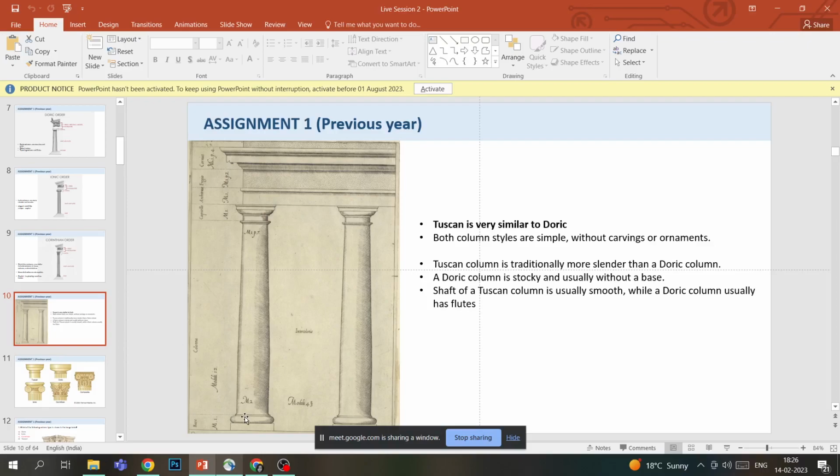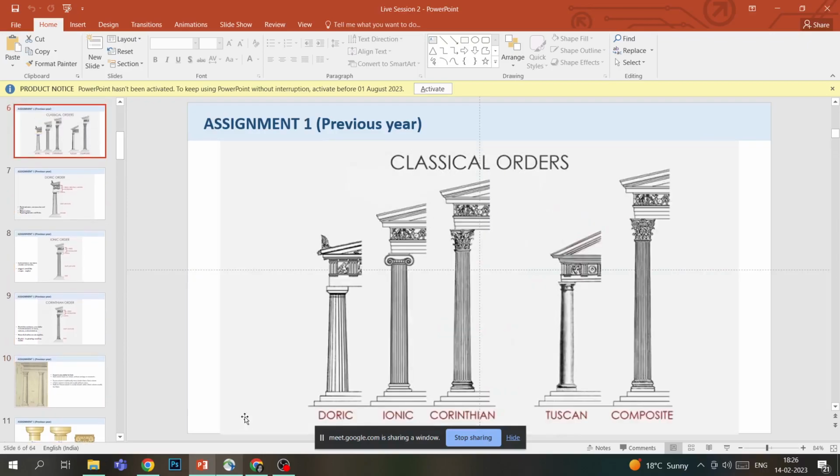While, just like I mentioned right now, if you cut the section of a Doric column, you will see flutes, a flower-like structure. So if you compare here, you can see Tuscan is slimmer than Doric. Tuscan has a base, Doric does not. And Doric has these flutes, Tuscan doesn't. So these are the major differences.